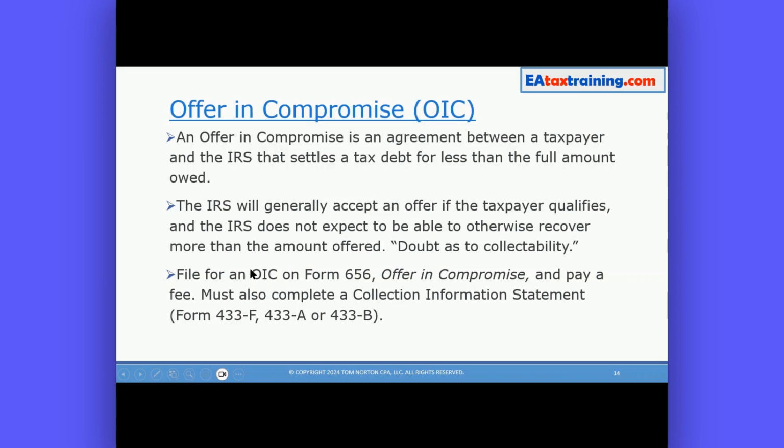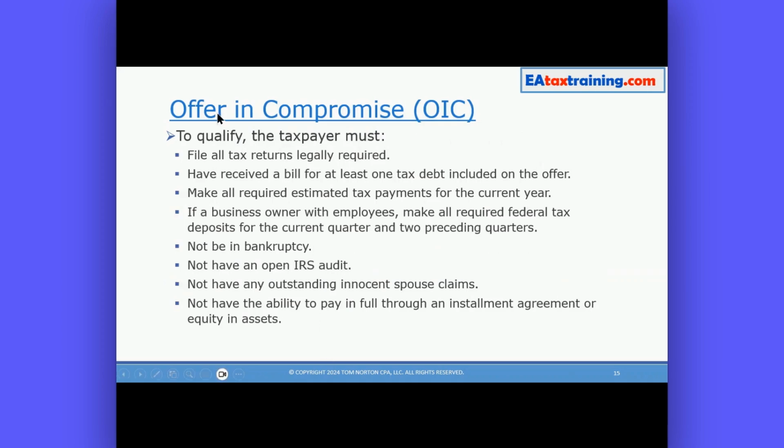In order to request this offer in compromise, you use this form, Form 656, and you do pay a fee in order to do that. And you must also complete a collection information statement along with that. In order to qualify, the taxpayer has to meet all of these requirements. First of all, tax returns must have been filed. Taxpayer must have received a bill for at least one tax debt that is included in the offer. They have to make all required estimated tax payments for the current year.